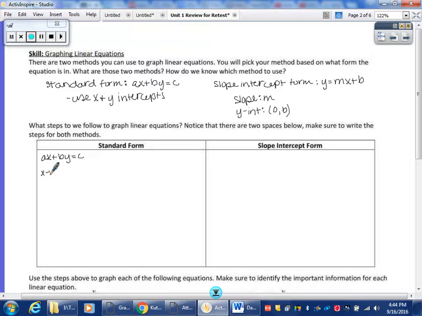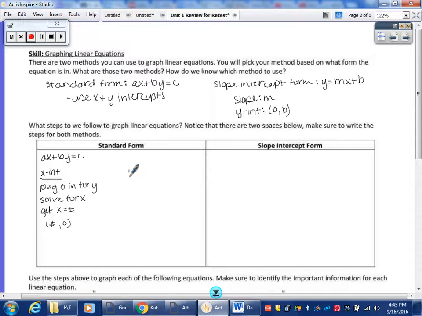So we find the x and y intercepts. To find the x-intercept, what you do is you plug in 0 for y. The x-intercept happens where y is 0. So we plug 0 in for y, and then you solve for x. And that gives you a number. So you get x equals a number, and that gives you the point, whatever that number is, comma 0.